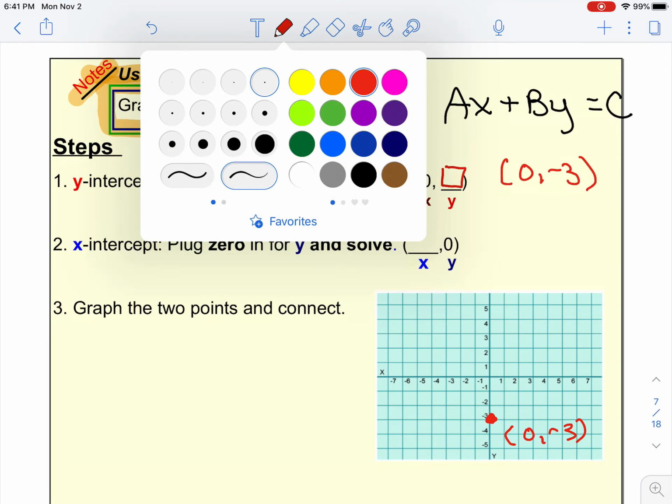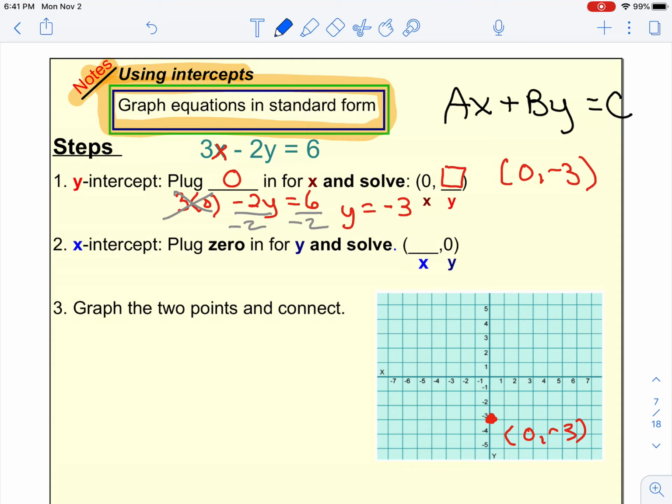So again, that's 0, negative 3. My x-intercept is where it crosses the x-axis. So again, I'm looking for that x value when y equals 0. So I am going to plug 0 in for y. I'm going to take out this y and put a 0 in it. So now I would have 3x minus 2 times 0 equals 6.